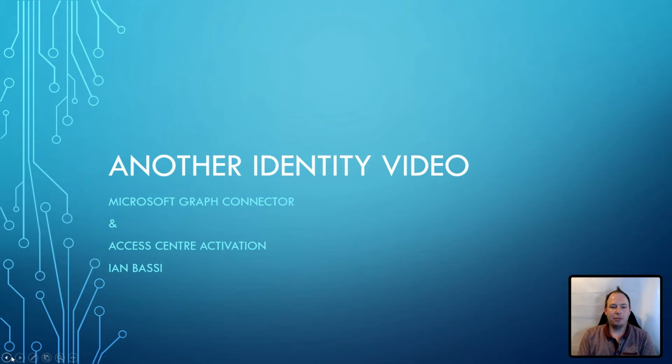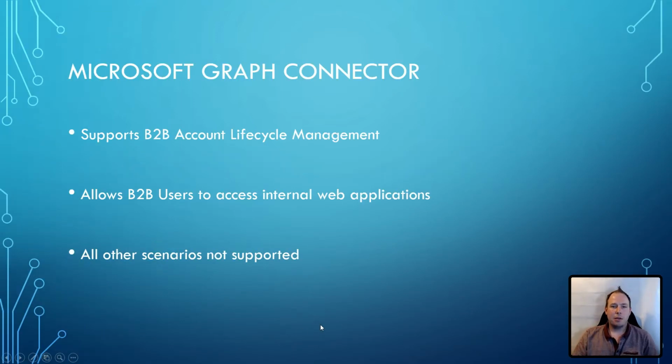Today we're going to be looking at the Graph Connector and Access Center activation. Microsoft Graph Connector is a connector for Microsoft Identity Manager 2016. It uses the Graph API to allow you to connect to Azure AD. It supports B2B account lifecycle management.